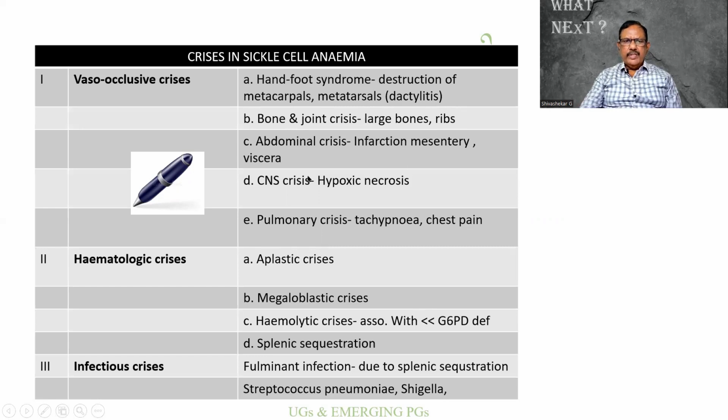Abdominal crisis because of infarction of the mesentery. CNS crisis because of hypoxia. Pulmonary, tachypnea and chest pain. Hematology, there can be aplastic crisis, hemolytic crisis. Spleen, there can be sequestration. Infection, fulminant infection, and can be because of Staphylococcus, Shigella, etc.